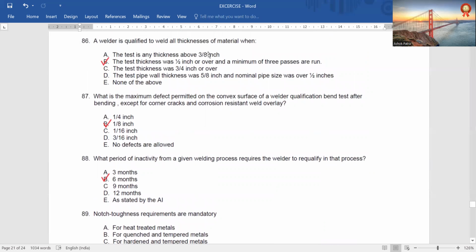A welder is qualified to weld all thicknesses of material when the test thickness was half inch or over and a minimum of 3 passes are on. What is the maximum defect permitted on the convex surface of a welder qualification bend test after bending, except for corner cracks and corrosion resistant weld overlay? 1/8 inch. What period of inactivity from a given welding process requires the welder to requalify in that process? 6 months.